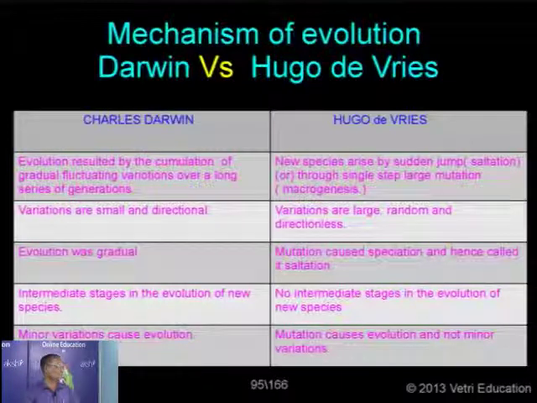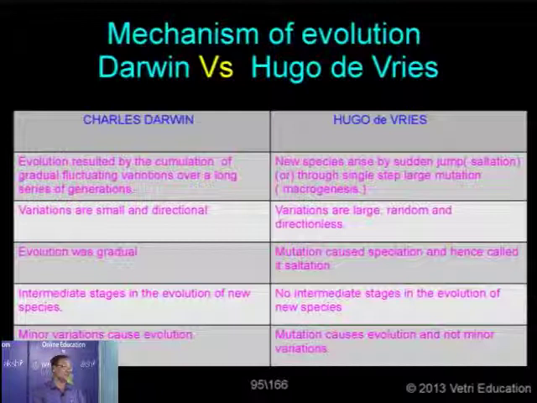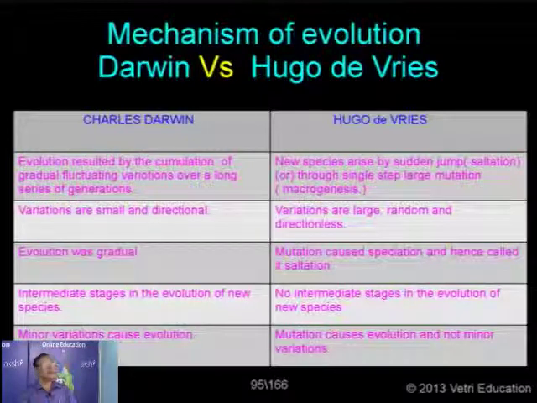And number two, as per the Darwinian concept, the variations are very small and always take place in one specific direction. But as per the de Vries concept, the variations are always large and random. Random means they can occur in any direction, so it is directionless.